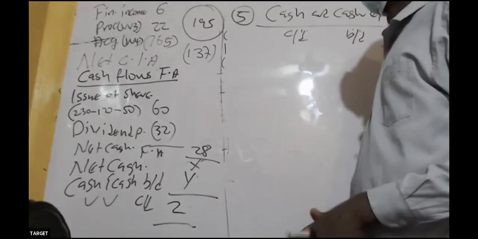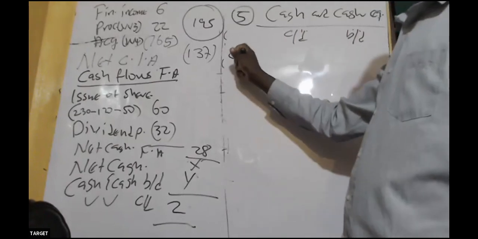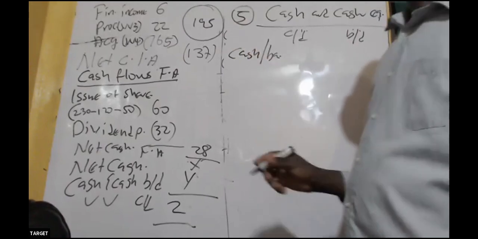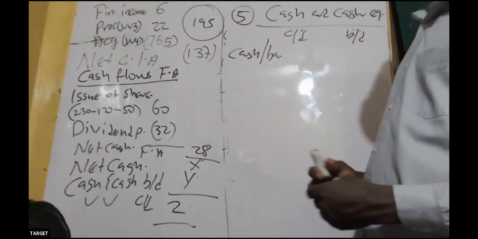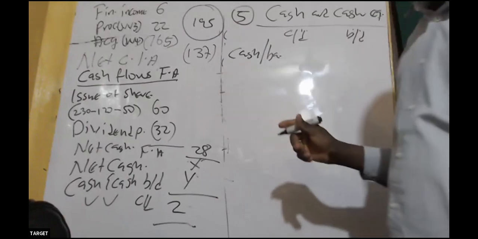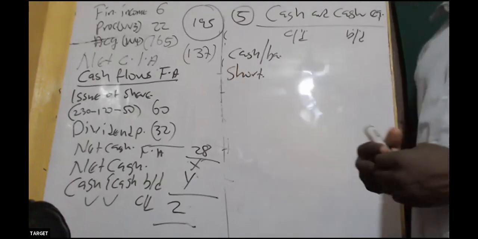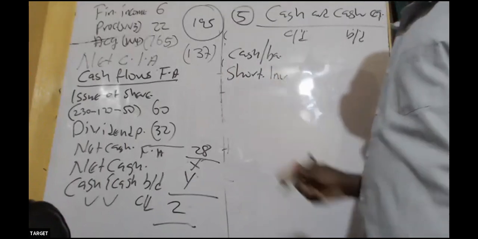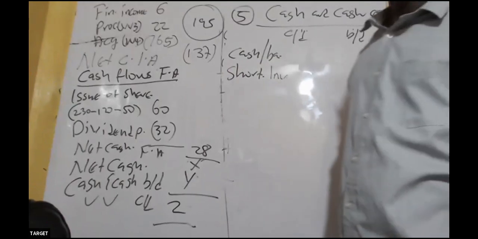Number 1, it's made up of your cash and bank balance. So check cash or bank balance, plus your cash balance plus any liquid investment or short-term investment. This short-term investment, the examiner should tell you that it is highly liquid, or it can be classified under cash equivalent, before you do that.